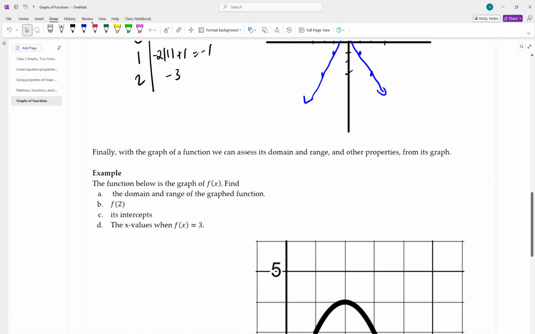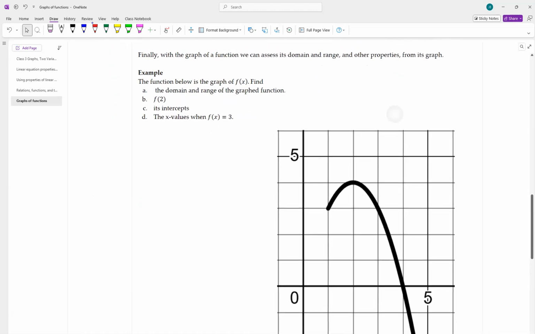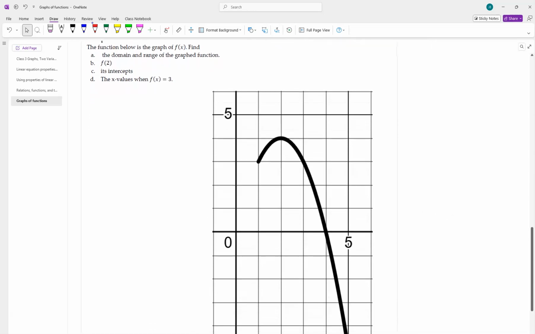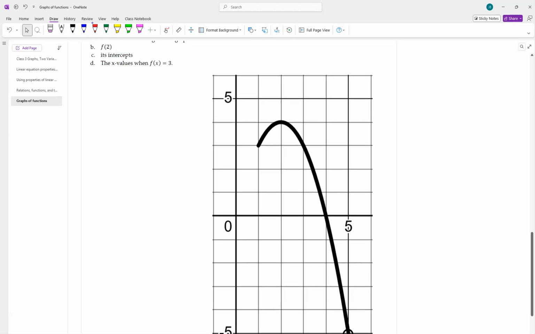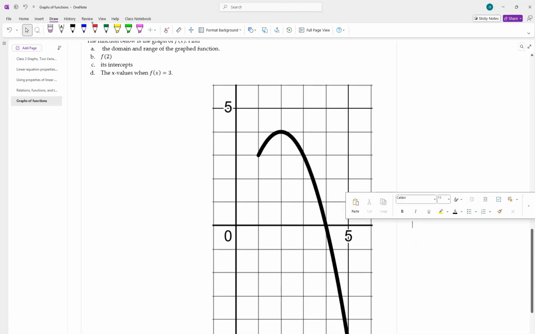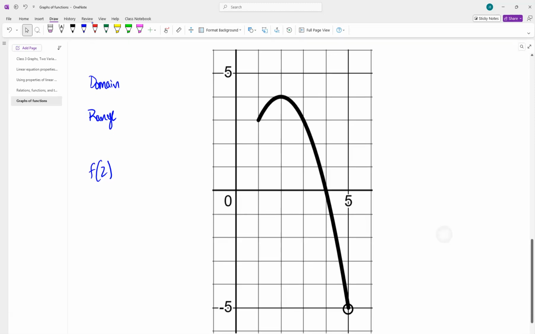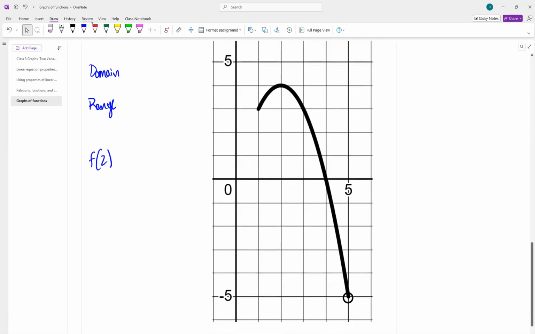So let's just go through, and here is a function. I'll try and get it all on the same screen. Here's a graph of f of x, and what I want to do is find the domain and range, and then it says calculate f of 2. I can do that. So domain is all possible x values. How far left do I go? How far right do I go? I have a smooth curve, so I'm actually going to utilize interval notation.